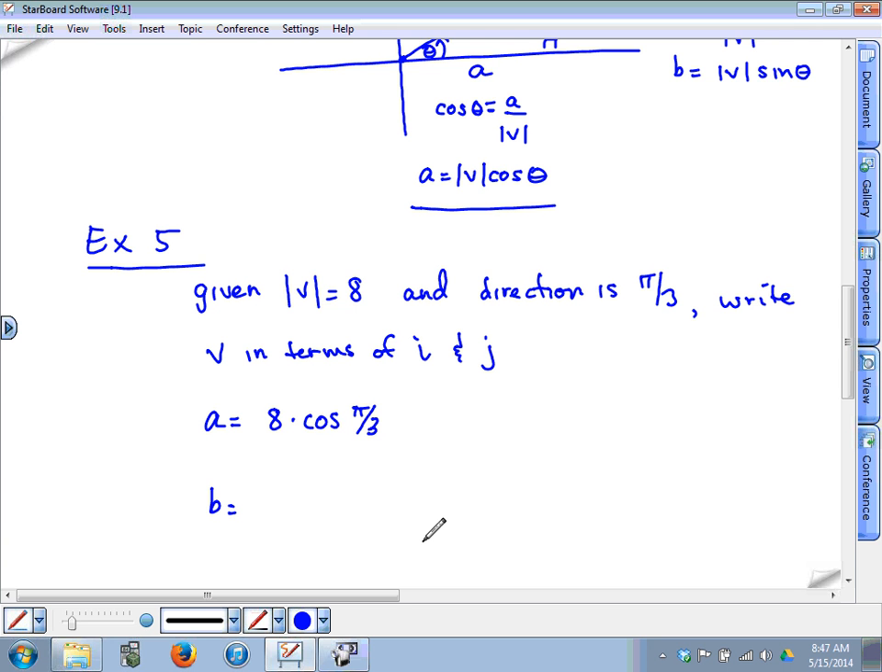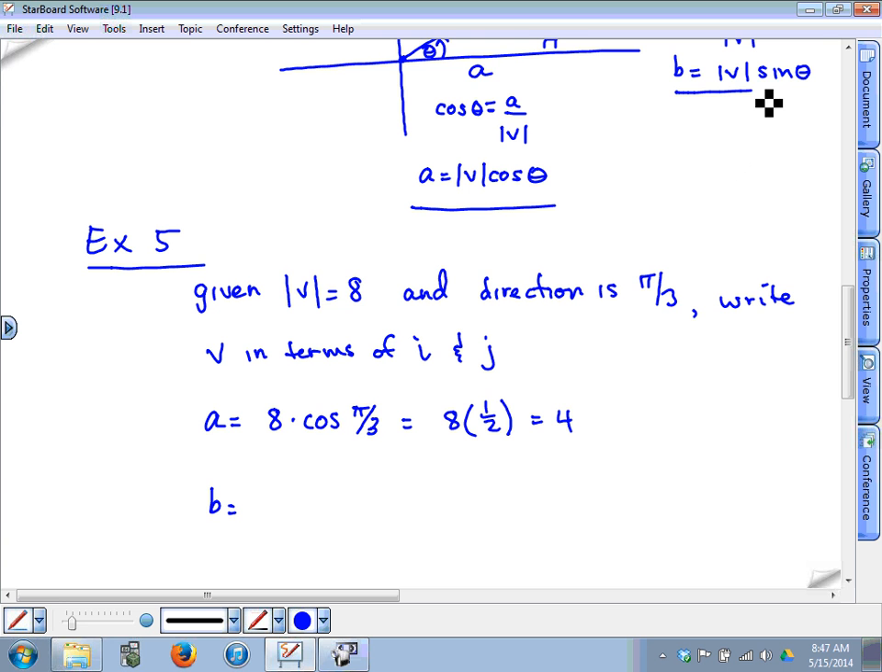I can't understand when you're all talking at once like that. It's really hard. What's the cosine of pi thirds? 1/2? So it looks like the horizontal component is 4.